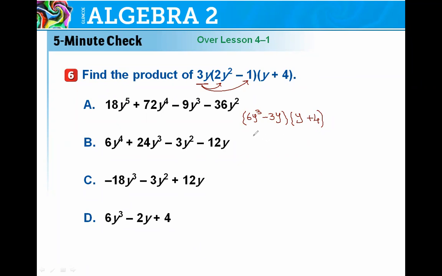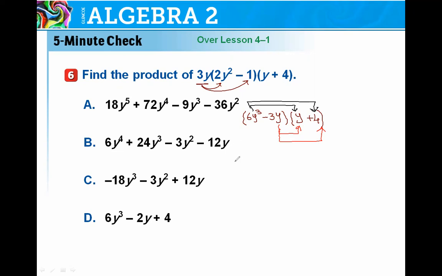Okay, I need to use the FOIL method to complete the problem. It will be 6y cubed multiplied by y and multiplied by 4. So I multiply the first term by the first term, the first term by the second term, and then the second term by the first and by the second. This is called the FOIL method. We have to multiply the first terms, outer terms, inner terms, and then last terms.